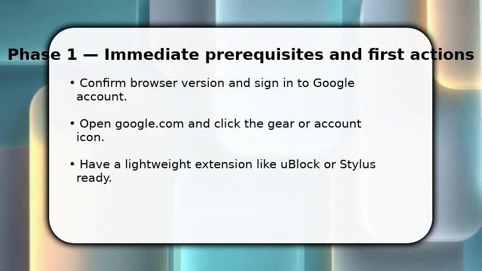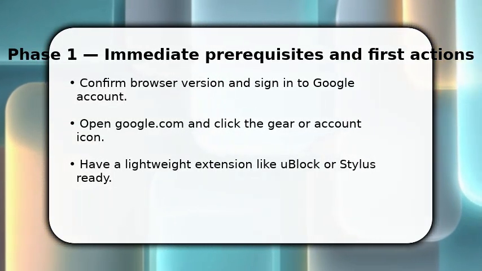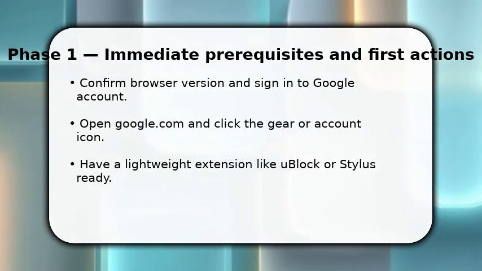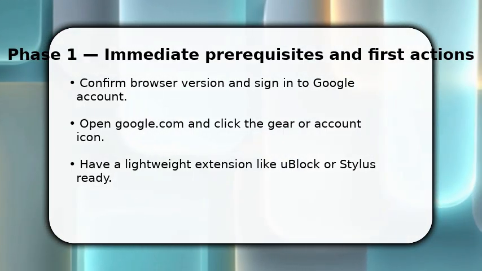You'll start by checking basics. Confirm your browser is updated and you're signed into Google. Once done, open Google. And click the settings or your account icon to access search settings.